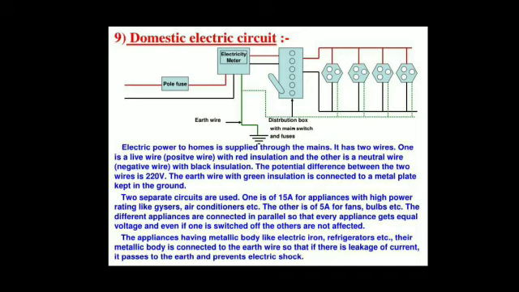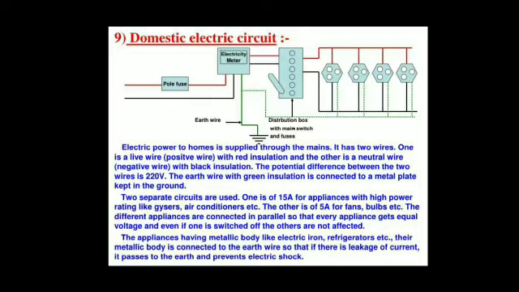Domestic electric circuit. Electric power to home is supplied through the mains. It has two wires. One is a live wire that is positive with red insulation and the other is a neutral wire, negative wire with black insulation. The potential difference between the two wires is 220 volt. The earth wire with green insulation is connected to a metal plate kept in the ground.